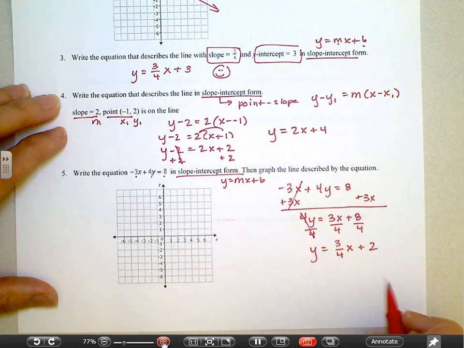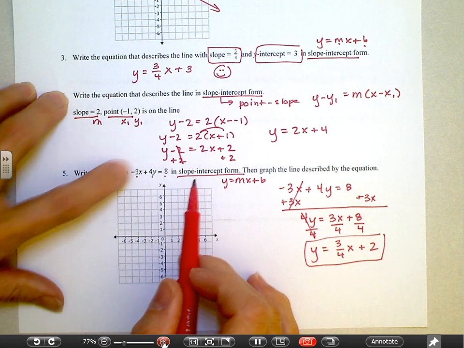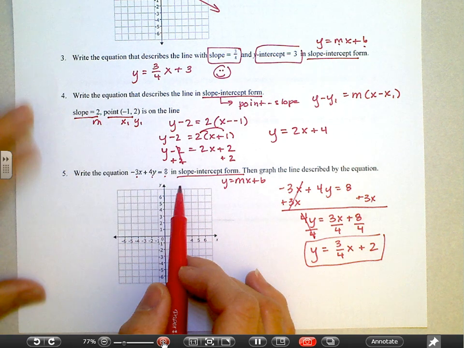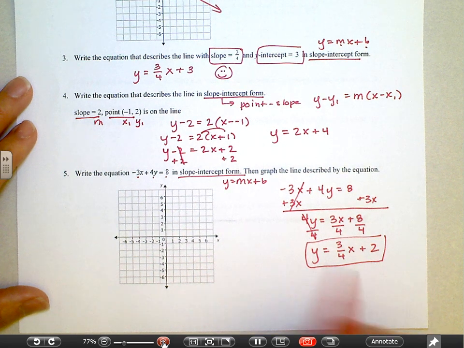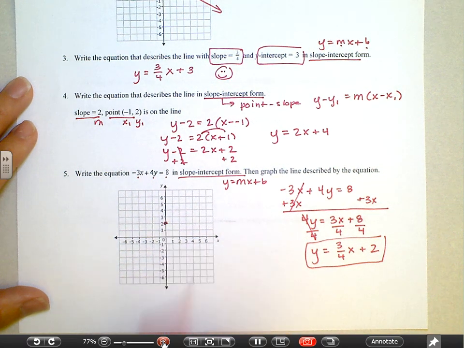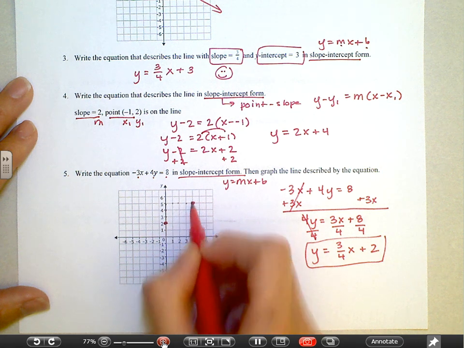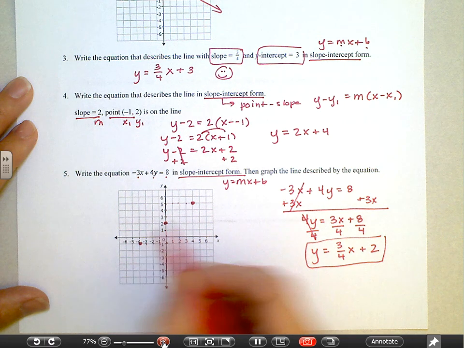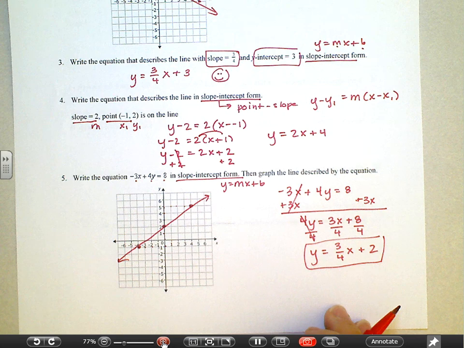So I graphed this now. You also could have graphed it with the cover-up method, like cover up x to solve for y, cover up y to solve for x. But anyway, it doesn't matter. It needed to be in slope-intercept form anyway. So go to (0, 2), and go up 3 over 1, 2, 3, 4, and then down 3 and to the left 4. Draw your line. And there we go.